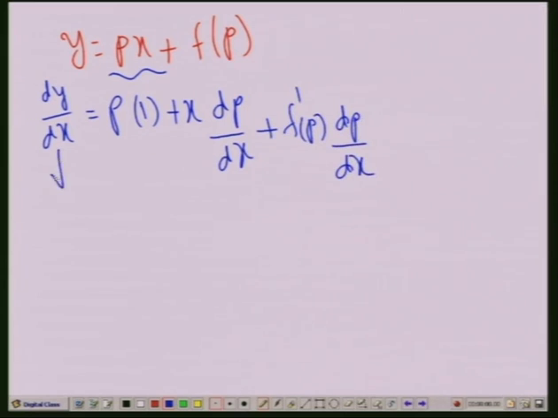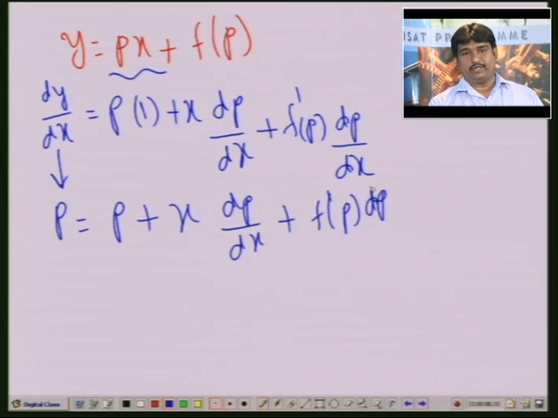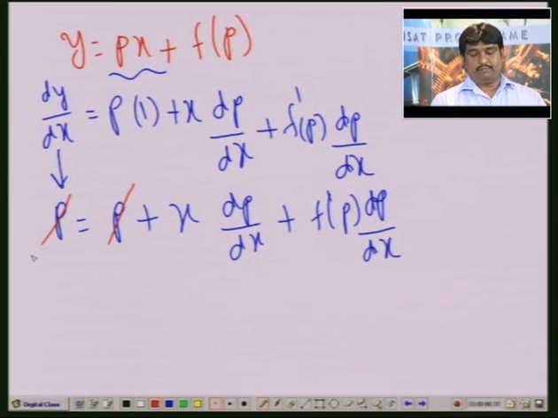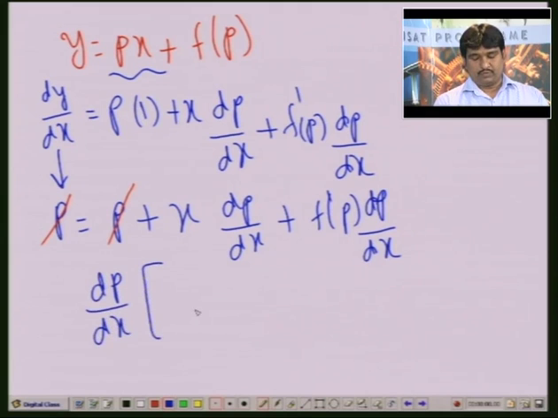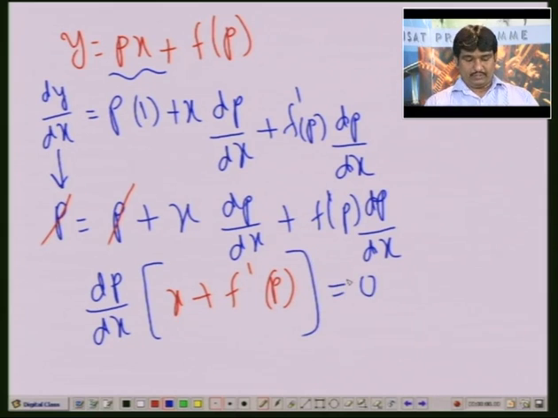You know that dy by dx is p, so p equals p plus x into dp by dx plus f dash of p into dp by dx. Cancel this p and take dp by dx common. We get dp by dx into x plus f dash of p equals 0. So we have two factors.